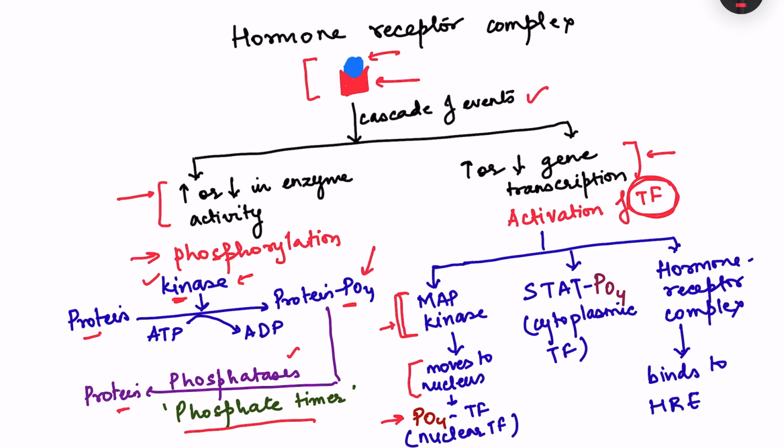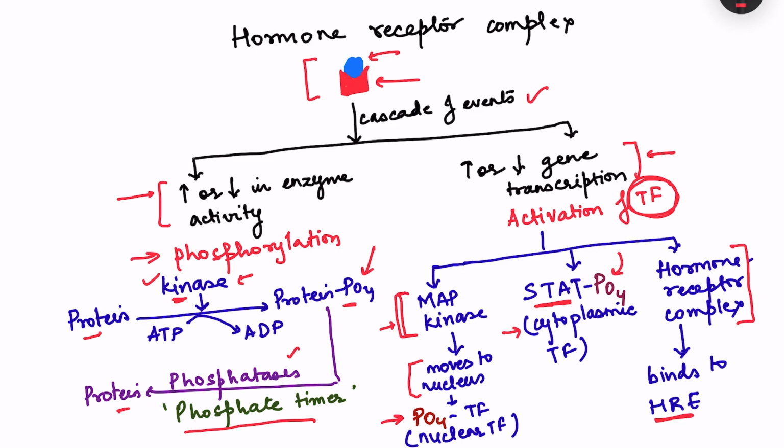Second is that the transcription factor might be present in the cytoplasm, but it is inactive. So there is activation of this transcription factor which is present in the cytoplasm by the phosphorylation of this transcription factor. Okay, so the one example is STAT, that is signal transducer and activator of transcription. So we will see the mechanism later. Then third mechanism is that the hormone receptor complex itself moves to the nucleus and binds to the certain regions in the DNA known as hormone receptor elements. And this leads to increase or decrease in the synthesis of proteins.